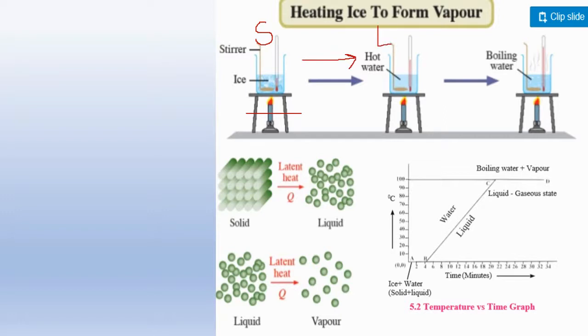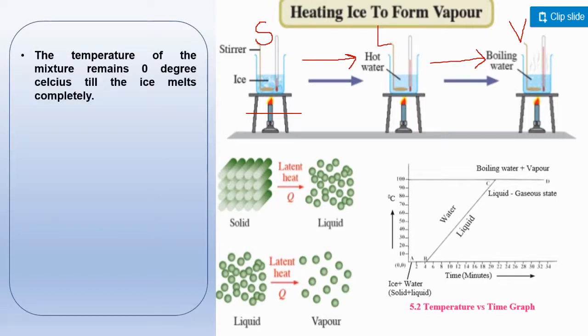And even when the ice has completely turned into water, we still heat the mixture. Later on, the water turns into the vapor phase, that is the steam. So here there is a change of state of matter, from solid phase to liquid phase and from liquid to vapor phase. So let's see how this process goes on.